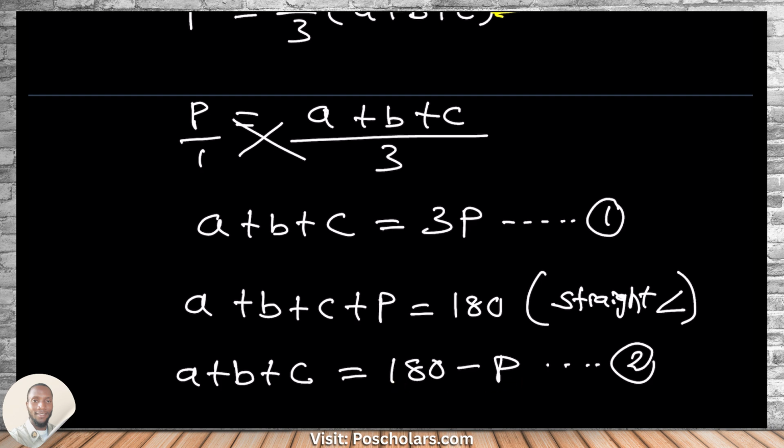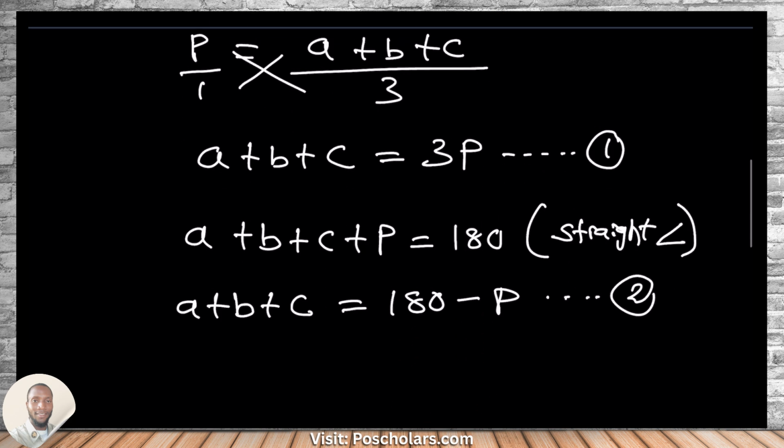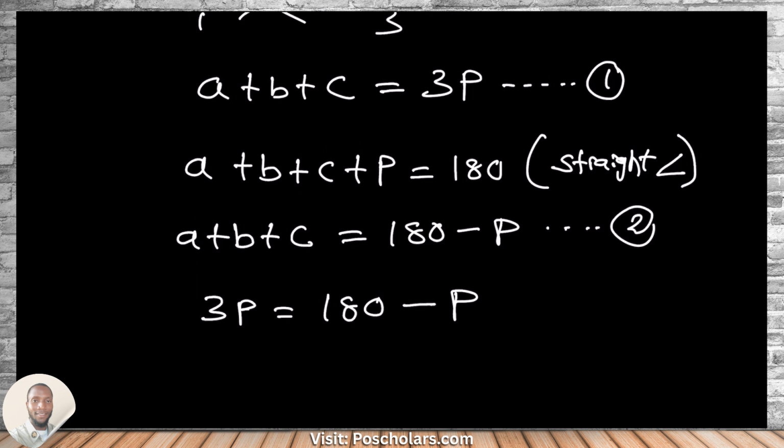It simply means that 3P can be equal to 180 minus P. Since the left hand side of both equations are the same, we can equate the right hand sides. So when we equate the right hand side of equation 1 and equation 2, we have 3P is equal to 180 minus P, right? So we want to get rid of P from here. To get rid of P from the right hand side, we add P to both the left hand side and the right hand side. So when we do that, we have 3P plus P equals 180. Plus P minus P gets eliminated, so we are left with just 180 degrees.